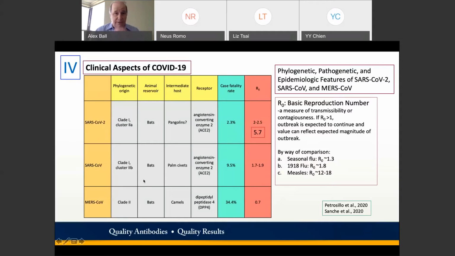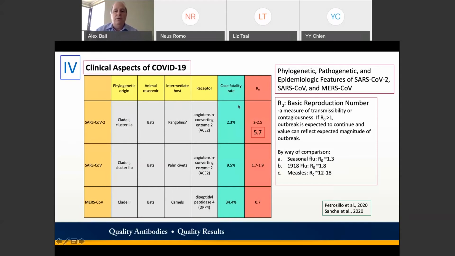As we mentioned earlier, the intermediate host was thought to be palm civets for SARS-CoV, and for MERS, it's thought to be camels. For SARS-CoV-2, it's still a question, but it's thought to maybe involve pangolins at some point. SARS-CoV and SARS-CoV-2 use the same receptor, ACE2. MERS-CoV uses a different receptor, a different peptidase known as DPP4.